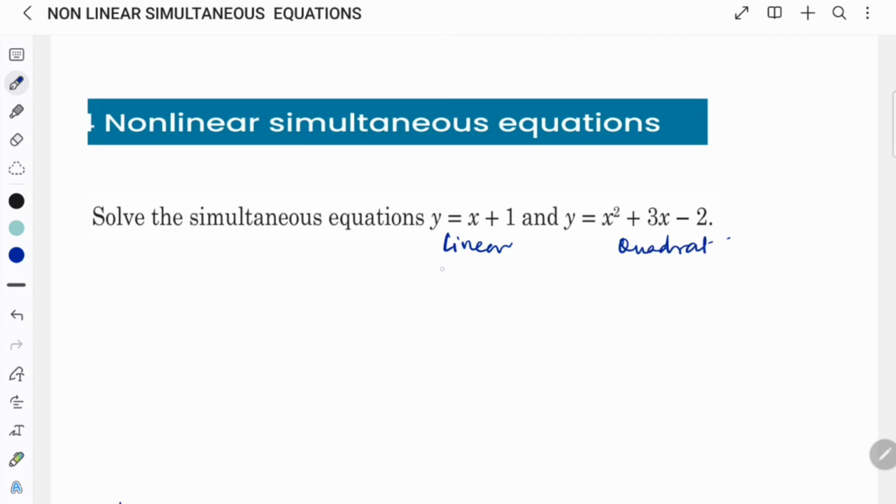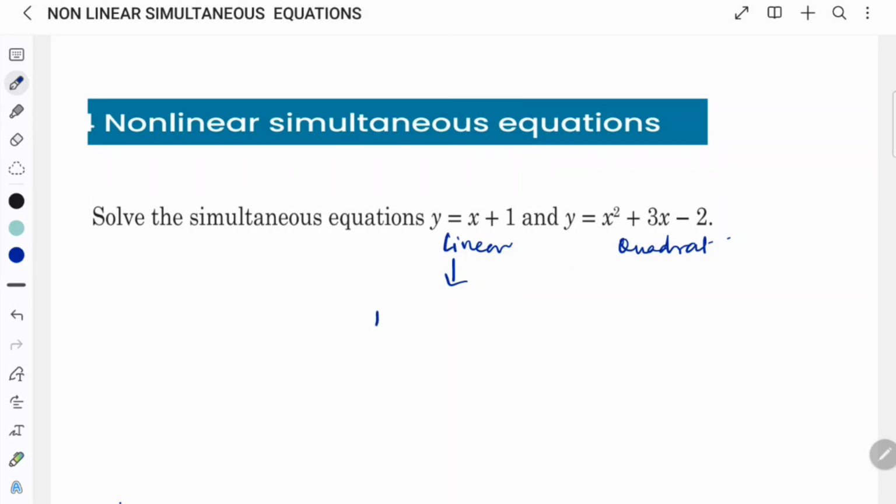Alright, you make the subject y or x, any one. Here y is already the subject. Make the subject of that variable which has the smaller coefficient. Like here it is y equals x plus 1. So y equals x plus 1. So it means you just substitute the value of y in the quadratic equation.